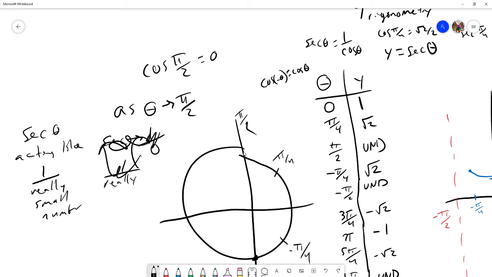So it's acting like 1 divided by a really, really small number. To be more precise, we'll just box it. As theta is approaching pi over 2, secant theta is approaching infinity.